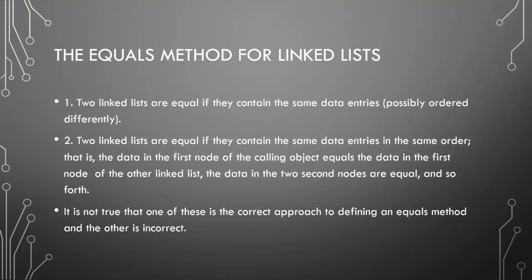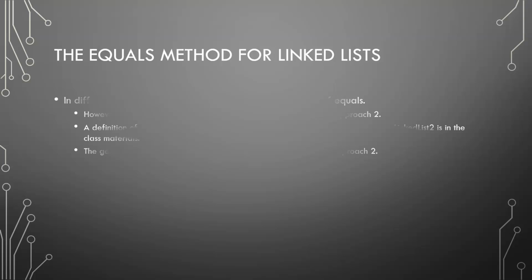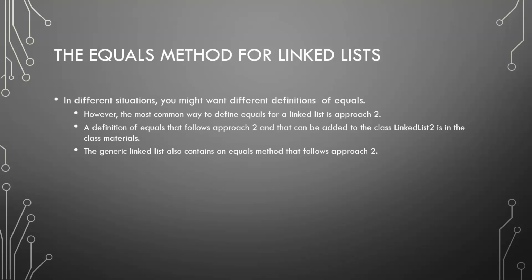Now, it's not true that one of these is the correct approach to defining an equals method and the other is incorrect. Both of these are legitimate ways to approach how to make your equals method. Now, in different situations, you might want different definitions of equals. However, the most common way, and it's the way that we're going to show you, is to define equals for a linked list using approach 2. A definition of equals that follows approach 2 and that can be added to the class LinkedList2 is shown in the class materials within the LinkedList3<T> class.